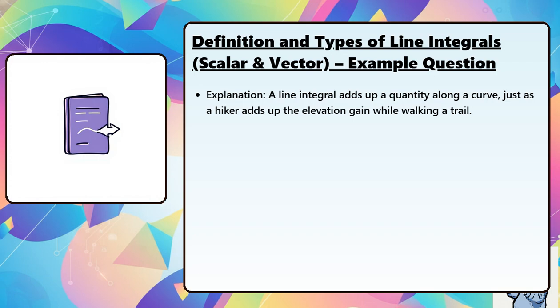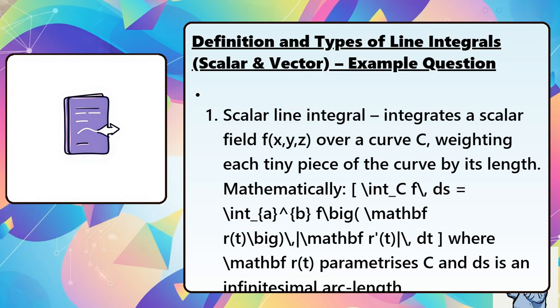Explanation: a line integral adds up a quantity along a curve, just as a hiker adds up the elevation gain while walking a trail. There are two kinds. The scalar line integral integrates a scalar field f of x, y, z over a curve C, weighting each tiny piece of the curve by its length.